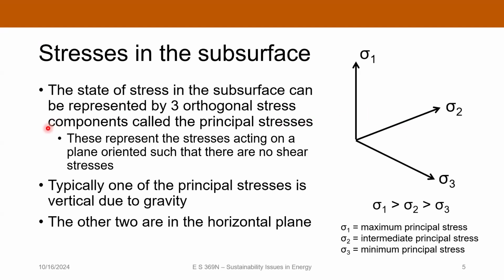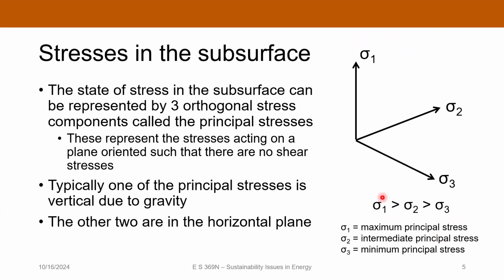And they're strictly defined as stresses that act on three orthogonal planes that have no shear stress on them. So regardless of what your state of stress is, you can always find the orientation of those principal stresses, and they will always exist. We denote them with lowercase sigmas, and sigma 1 is going to be the maximum principal stress, sigma 2 is the intermediate principal stress, and then sigma 3 is the minimum principal stress. So this relationship is always true.